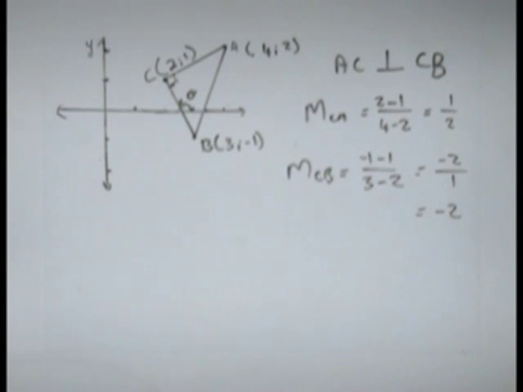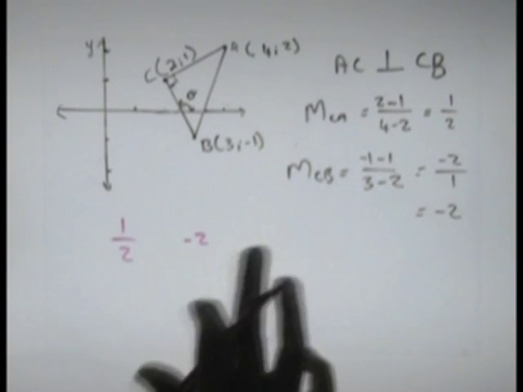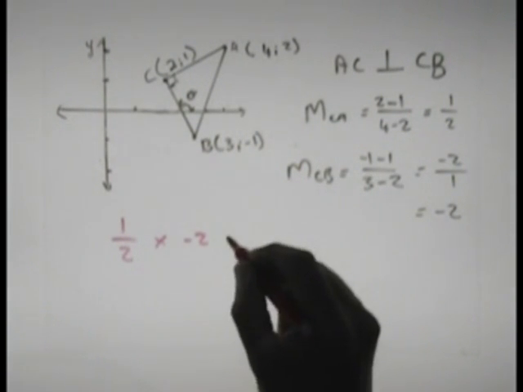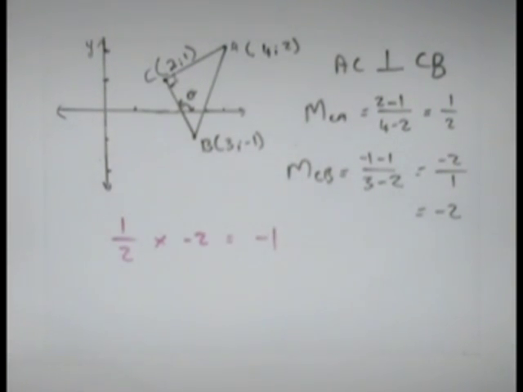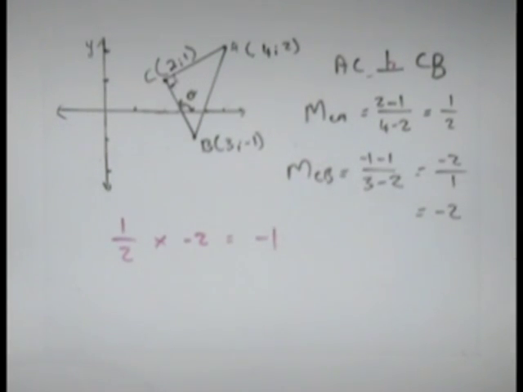Now remember, at the outset I said that we are looking for the relationship between the gradients of perpendicular lines. It doesn't seem that there's a relationship just yet, does it? 1 over 2 and negative 2, the 2's are the same. But watch this. If I multiply these two gradients, it gives me an answer of negative 1. And you're going to find that is a general rule for working with gradients that are perpendicular. The one gradient multiplied by the other gradient is equal to negative 1.